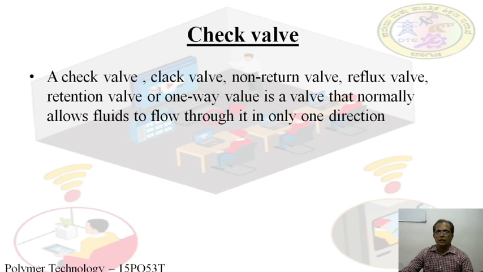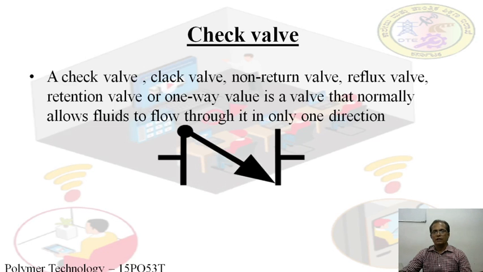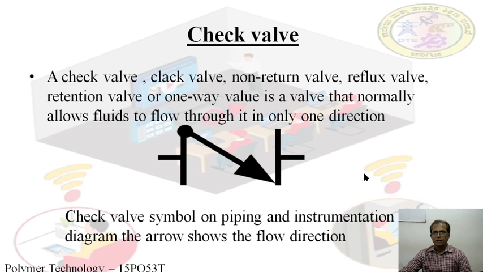Now let us go through what is a check valve. Check valve or non-return valve or reflux valve, retention valve or one-way valve is a valve that normally allows fluid to flow through it only in one direction. This diagram shows the flow is in one direction. Check valve symbol is shown here on piping and instrumentation diagram.